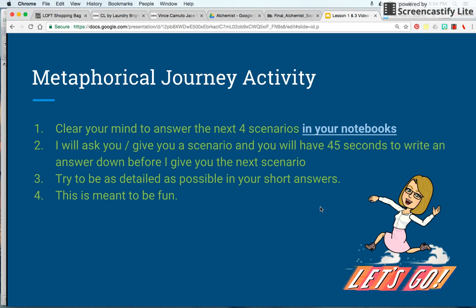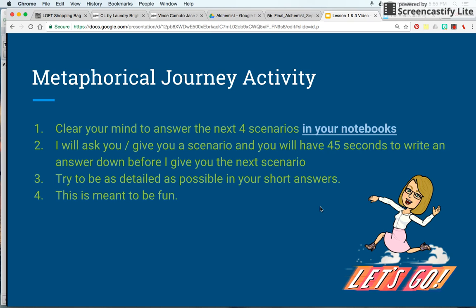What I'd like you to do now is we're going to move from understanding magical realism to understanding the other aspect of The Alchemist, which is a hero's journey. So before I explain to you what a hero's journey is, I want to give you some scenarios. So if you don't already have your notebooks, pause the video, grab your notebook, and open to a clean page. What I'm going to do is give you 4 scenarios. I want you to have your mind clear, open, optimistic.